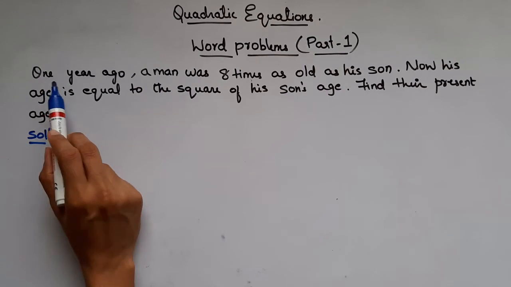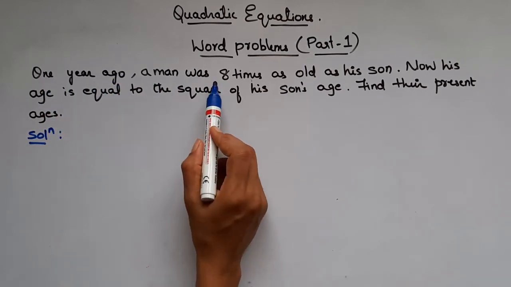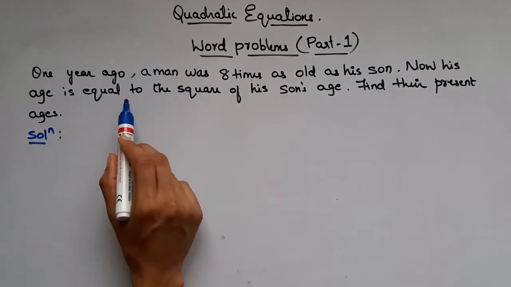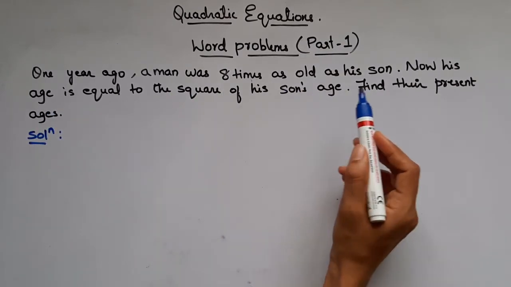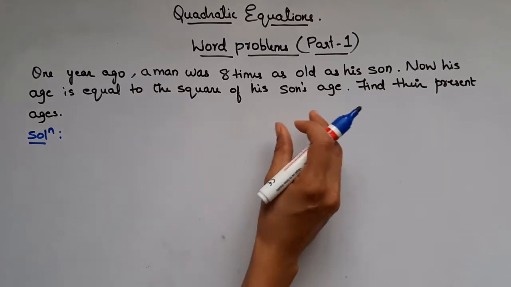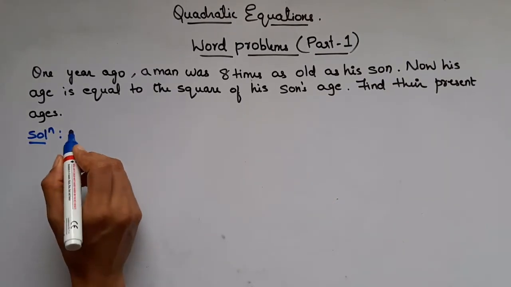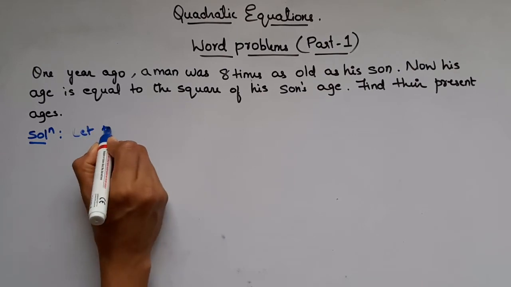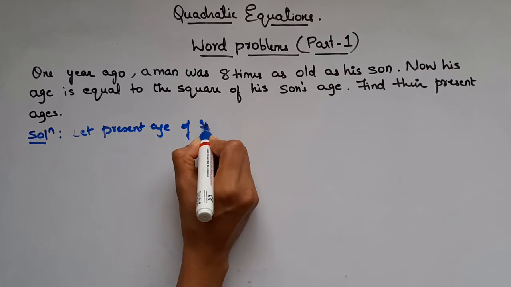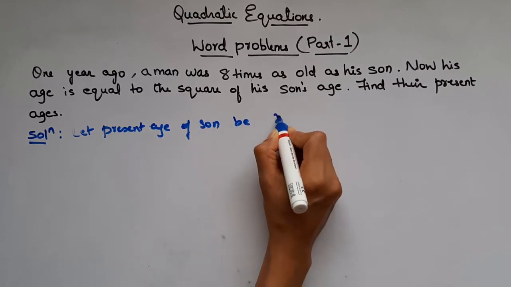So now we have, 1 year ago, a man was 8 times as old as his son. Now his age is equal to the square of his son's age. Find their present ages. So first let's take the present age of son be x years.